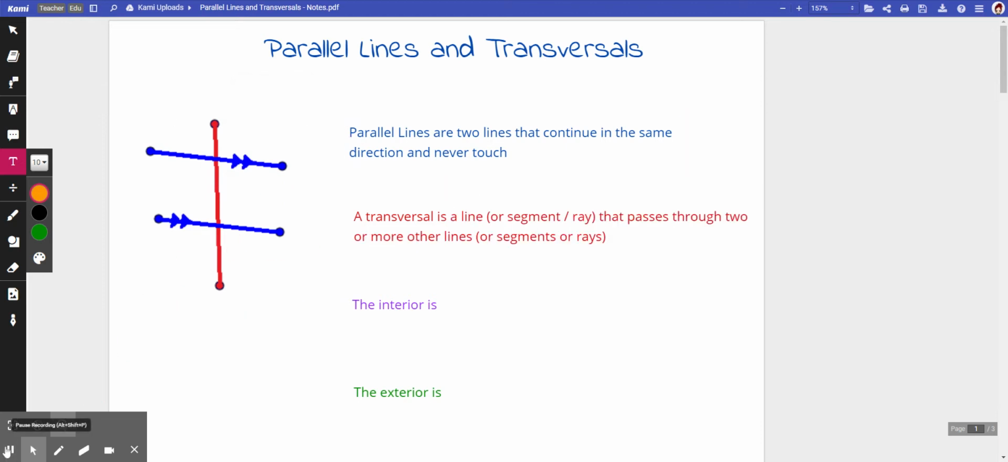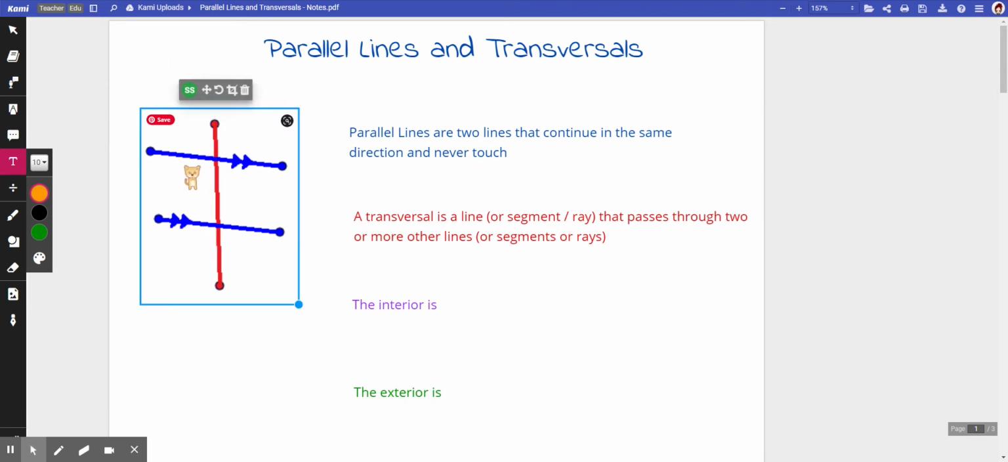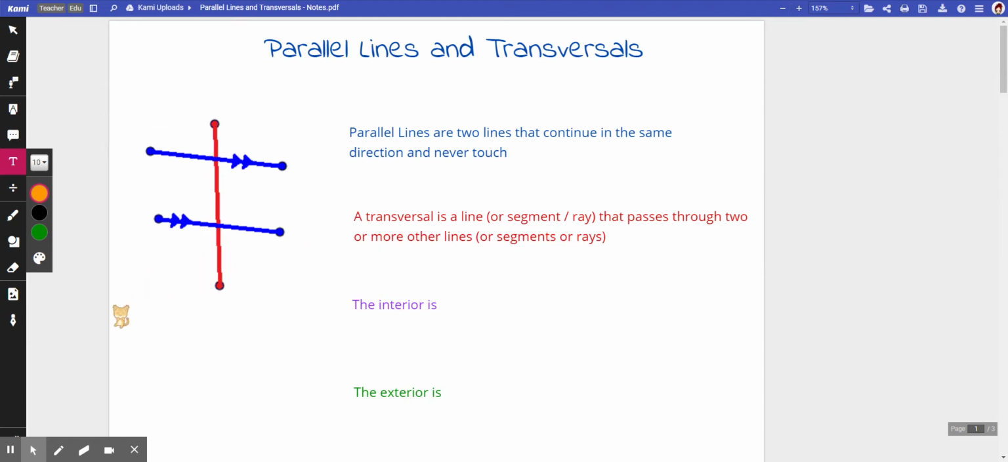A transversal is a line or a segment or ray that passes through two or more other lines or segments or rays. So this red segment here is a transversal because it's passing through the two blue segments.